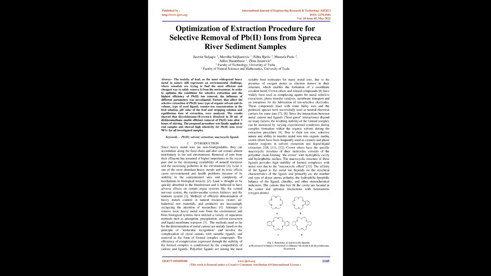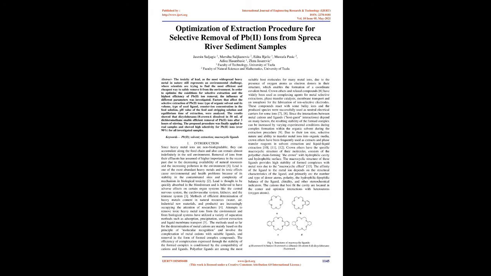Introduction. Since heavy metal ions are non-biodegradable, they can accumulate along the food chain and also can remain almost indefinitely in the soil environment. Removal of ions from their effluents has assumed higher importance in the recent past due to the decreasing availability of natural resources and the increasing pollution in the environment. 1. Lead is one of the most abundant heavy metals, and its toxic effects cause environmental and health problems because of its stability in the contaminated sites and complexity of mechanism in biological toxicity.